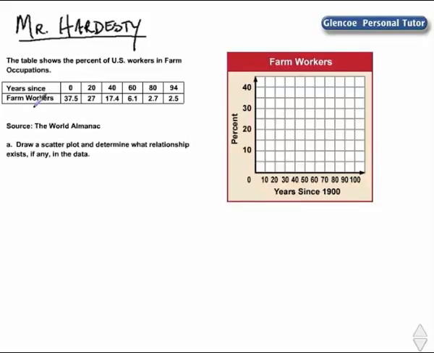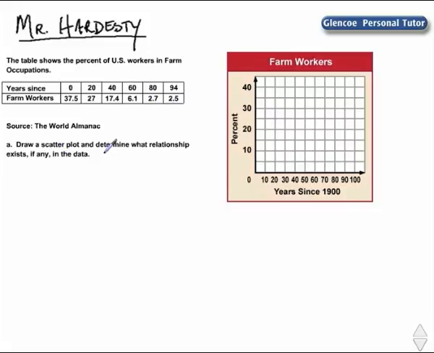This is Mr. Hardesty. We're going to solve a real-world example by finding the line of best fit for the data that we have. The table shows the percent of U.S. workers in farm occupations. The years are calculated since 1900, starting at 0 and adding 20 years, 40 years, 60 years, 80 years, and 94 years. The corresponding percentage of farm workers is 37.5, 27, 17.4, 6.1, 2.7, and 2.5.